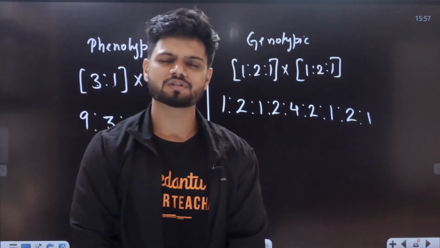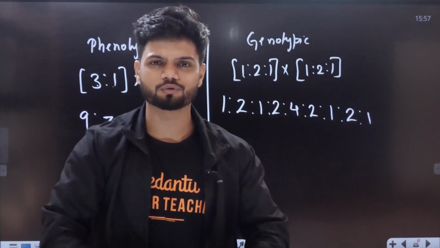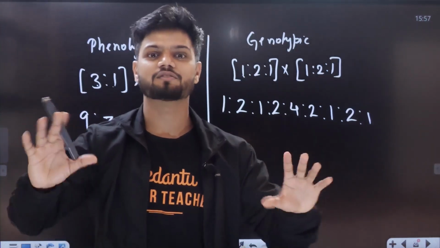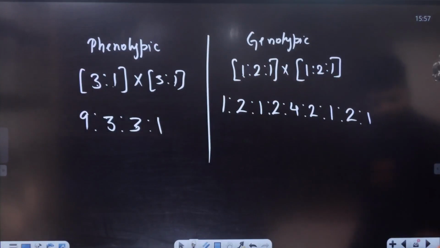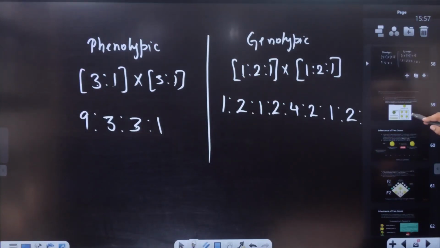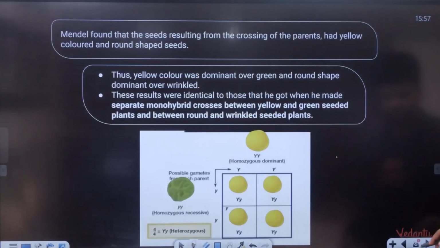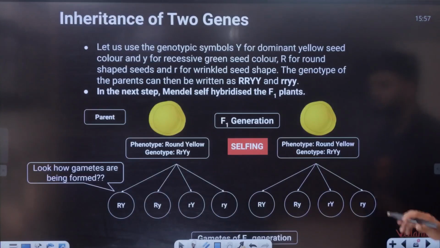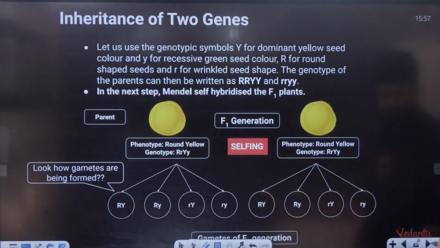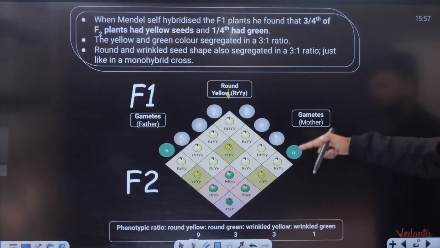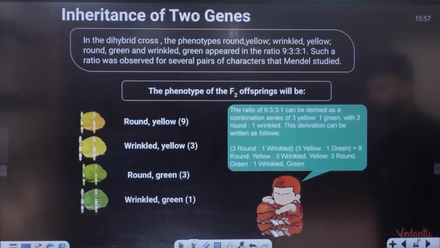Small trick will save you a lot of time in the future if you want to ever flex on your friends that you know genotypic ratio. Okay. Now that was your entire dihybrid cross given in your NCERT. This is your gamete formation right here. Selfing of F1, F2. We get F2 here. 9:3:3:1 is your phenotypic ratio.